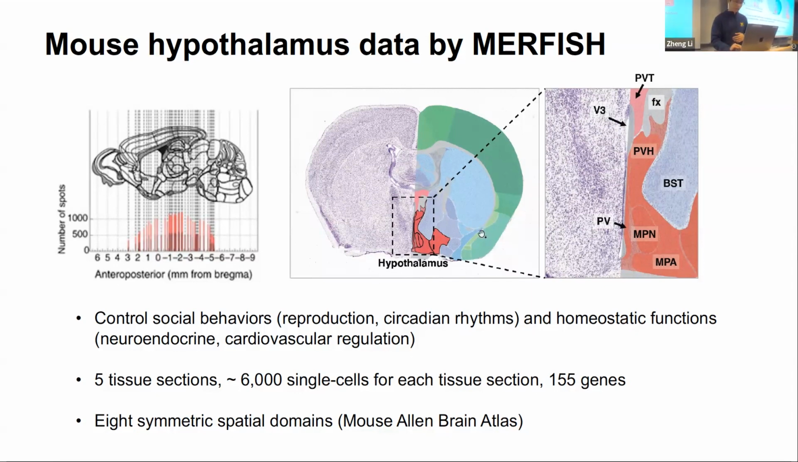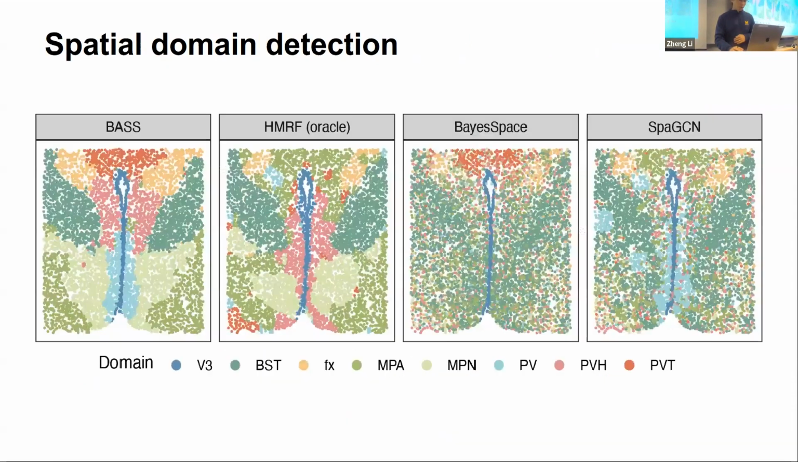For each of the tissue sections, there are 8 symmetric spatial domains, and as illustrated here by this HE image, we can see the structures of these domains, and this is from the mouse Allen brain atlas. So for spatial domain detection, we can find that our method did a very good job at detecting all the 8 symmetric spatial domains. And if we compare our method to the other methods, our method and HMRF both detected relatively smooth spatial domains.